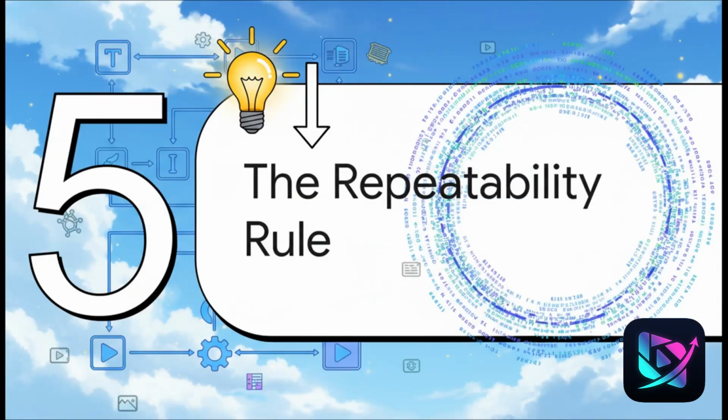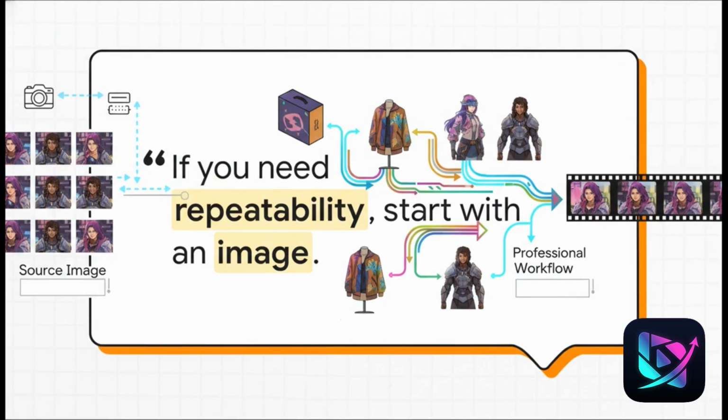So, what's the one rule that fixes all of this? The one thing that will immediately improve your entire workflow? It really all boils down to this one simple but incredibly powerful rule. If you need repeatability, you have to start with an image. If you need the same character, the same product, or the same style to show up more than once, you must start with a source image. Seriously, this is the foundation of any predictable professional-level workflow.